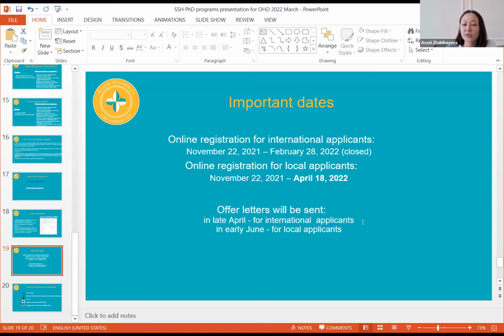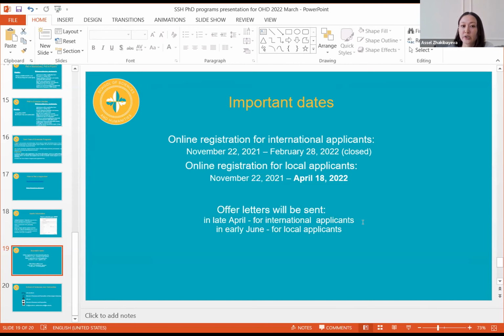And the other important date is for the offers, when we expect the admission committee will release results to applicants. In late April, international applicants will start receiving results on their application processes. And for the local applicants, in early June, you should expect the results to be reflected within your personal account.